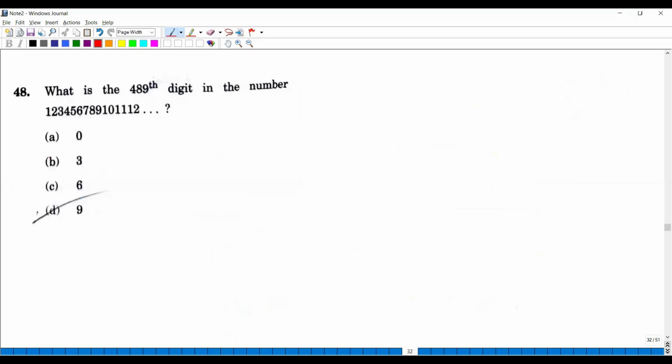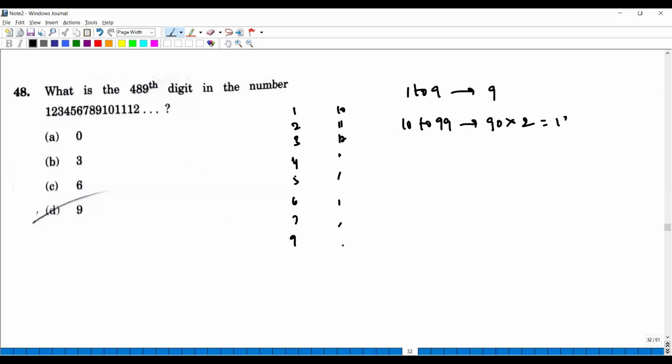What is the 489th digit in the number? The number is clearly like 1, 2, 3, 4, 5, 6, 7, and so on up to 9, then after that 10, 11, 12, and so on. We know from 1 to 9, there are 9 digits used. From 10 to 99, there are 90 numbers, so 90 into 2, 180 digits used. So I would say 180 plus 9, 189.